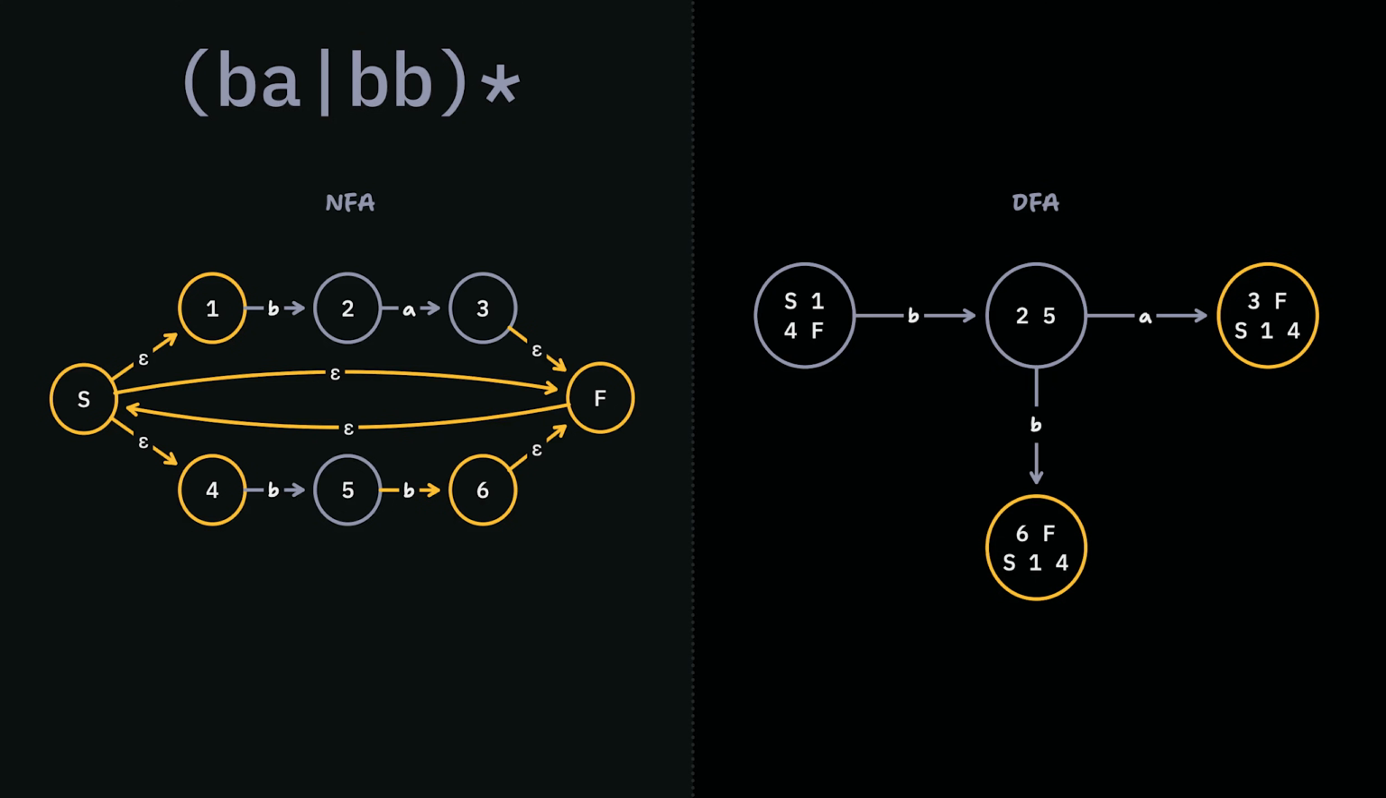So to explore the upper right DFA state, let's activate 3, F, S, 1, and 4. If you look at all of the transitions out of these states, you will notice that we can only accept a B symbol.